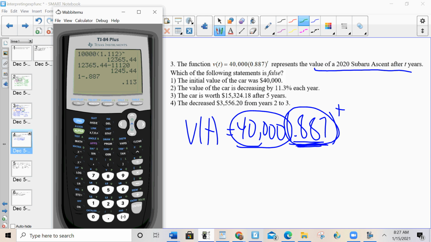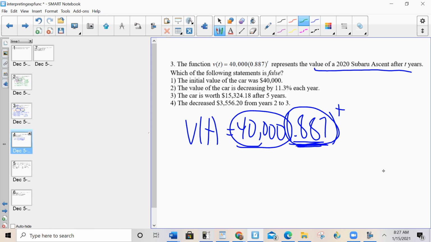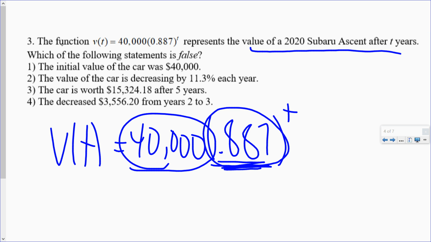Okay, now that you tried number 3 on your own, we talked about the components already, but let's go through it. The initial value was 40,000. Well, the initial value is what's in front of the parentheses. Yes. The value of the car is decreasing by 11.3% each year. Yes. Again, because what's inside the parentheses is less than 1, to find the rate, I need to determine what I'm subtracting from 1 to get that. It gave me 0.113. As a percent, we multiply that by 100, it's 11.3%.